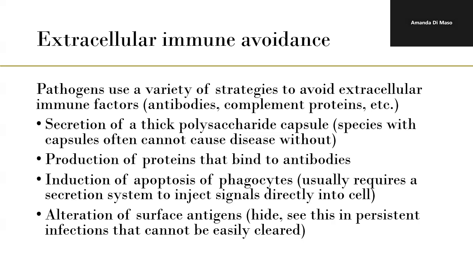You can cause the phagocytes to undergo apoptosis. So if you've got one of those white blood cells on your tail, you can inject them with an endotoxin, or an exotoxin, excuse me, and cause them to kill themselves so they can't eat you. And then you can also alter your surface antigens. So this helps them hide.